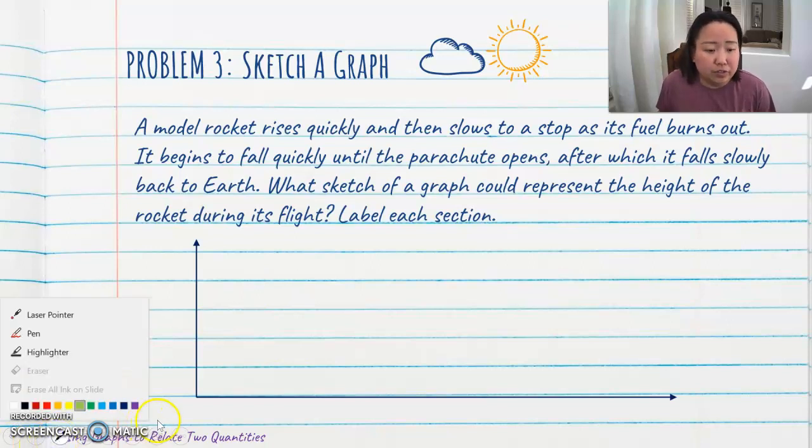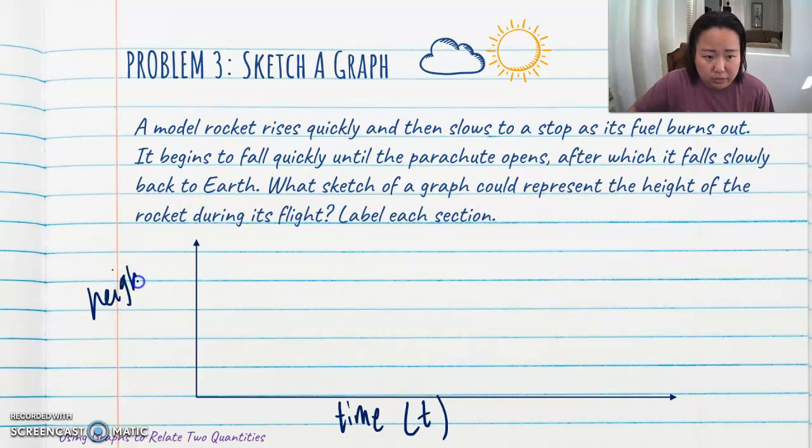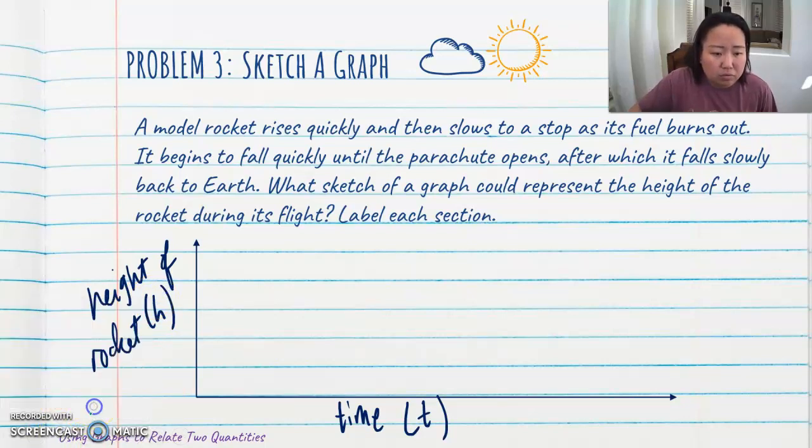Okay, so first thing we have to define our variables. What we are trying to compare here would be as the time passes by. So our independent variable here would be our time, so that's t, and we are trying to compare the height of the rocket. Height of rocket. Okay, so this is our h. Okay, so let's go through each part of the story.